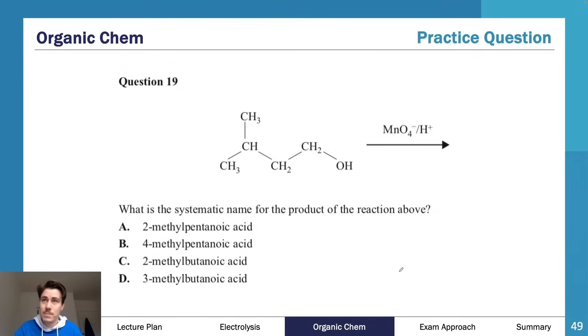Important stuff to remember. So here is a question. It says, what is the systematic name for the product of the following reaction? As you can see here, we've got a primary alcohol, and all of these answers are oic acids. So we are skipping the aldehyde. We're not worried about the aldehyde. So have a go at this question. Tell me what you think the answer is. 3, 2, 1. Pause.